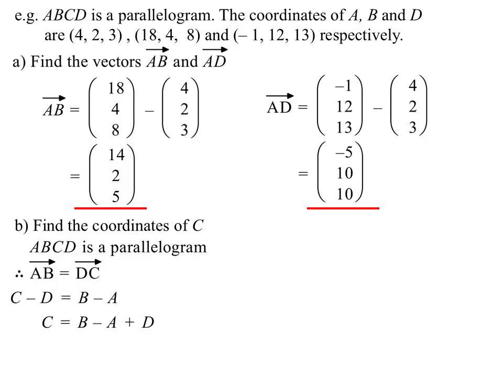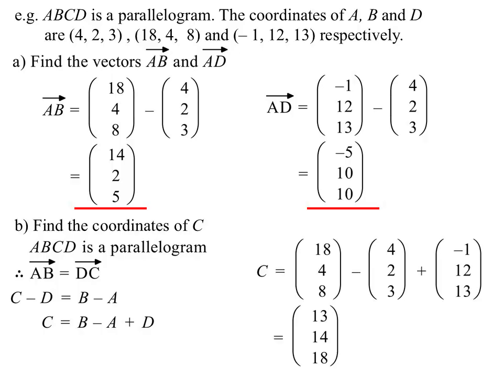If I play with these position vectors, because effectively, yeah, I'm calling them points, but they're really position vectors, then I'd get the 18, 4, 8, minus 4, 2, 3, and plus the minus 1, 12, 3. Again, because I'm using column vectors, I could just add across or subtract, and I come up with my answer. However, notice it says find the coordinates of C. That's not the coordinates of C. That's the position vector. So the coordinates would be 13, 14, 18.